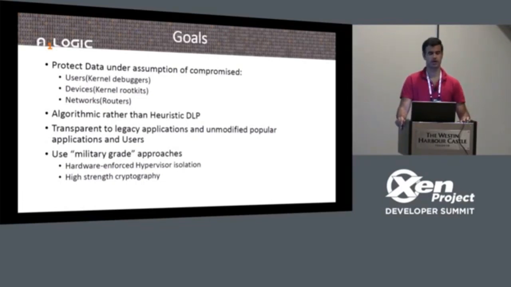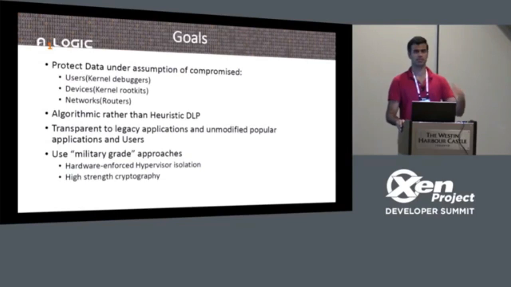Second goal is that we want it to be algorithmic rather than heuristic. We want it to be transparent to legacy applications and to users, because both of them should not know that this implementation will be running underneath them. Users don't want to learn stuff, and legacy applications cannot change or be made aware of what we're doing here. This allows us to be agnostic to both the user experience and to the legacy applications. Finally, we want to use high-strength approaches, such as hardware enforcement for the segregation of data, and high-strength cryptography.